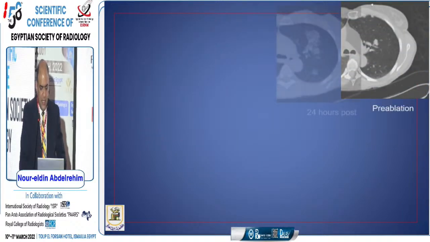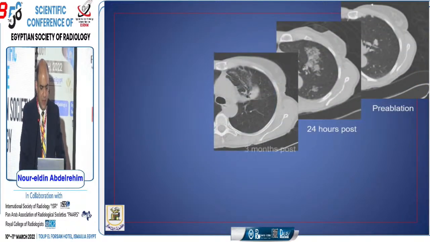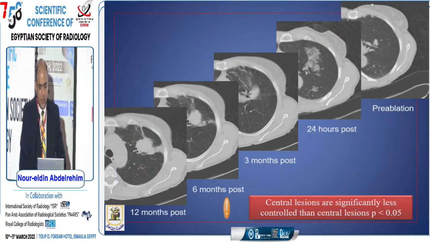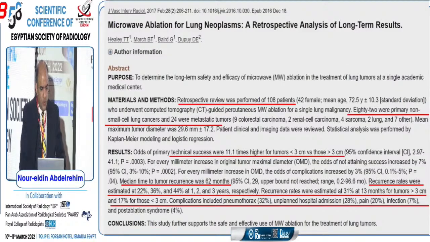This is a central lesion of metastatic breast cancer, and during the ablation there was a complication like hemorrhage at the tumor bed as well as progress. So it's always important to select the cases; central lesions are associated with more risk of complications.